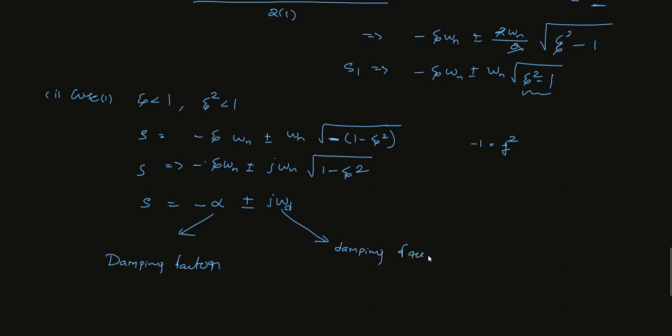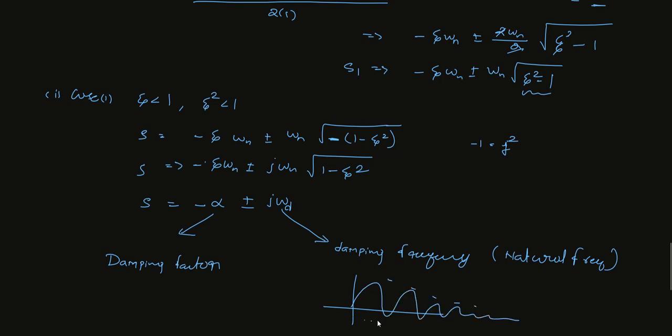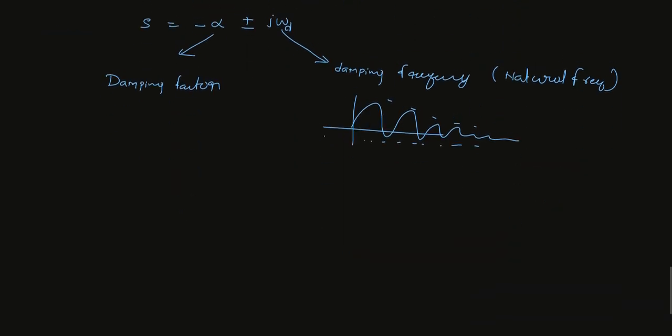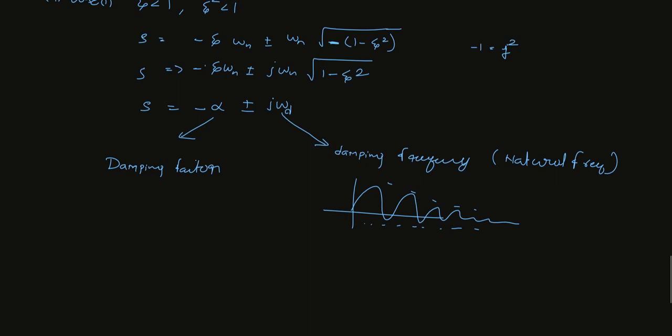Okay, this is also a natural frequency, but this is a natural damping frequency, the frequency at which the oscillations are damped out. As you remember, I already discussed this in the case of the underdamped system: the frequency at which it is damped out is called the damping frequency. And this minus alpha is zeta omega n, so this is called the damping factor.